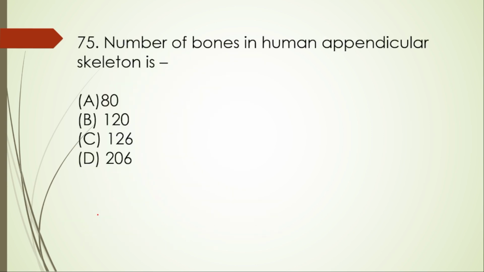Next question, question number 75. Number of bones in human appendicular skeleton is. Appendicular skeleton, already I said about that, isn't it? Human skeleton bones are divided into two, axial and then appendicular, isn't it? So axial is having 80 and then appendicular is having 126, totally having 206.